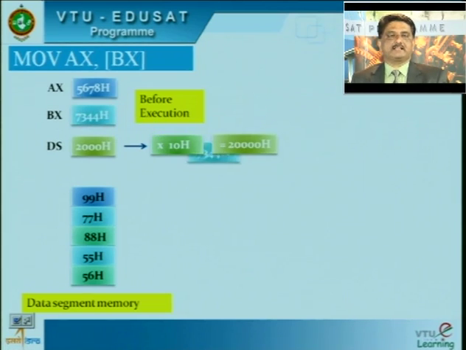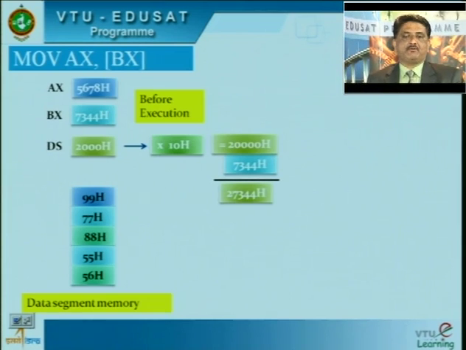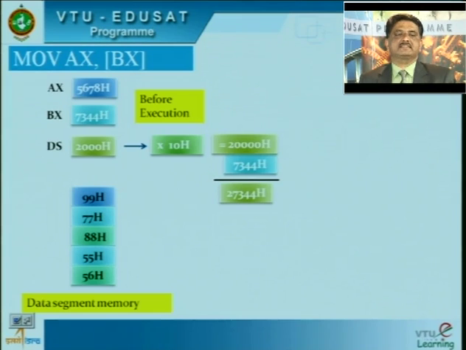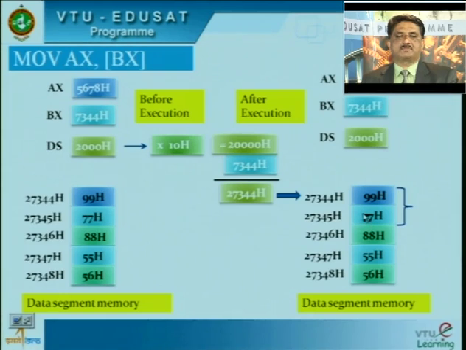Now this 20000H will be added with the offset value given by BX. What is the offset value given by BX? It is 7344, where after adding these two, I'll get a physical address 27344H. H means hexadecimal number. Now, after execution of this instruction, what will happen? Now carefully observe. The contents of memory location 27344H will be copied to AX.